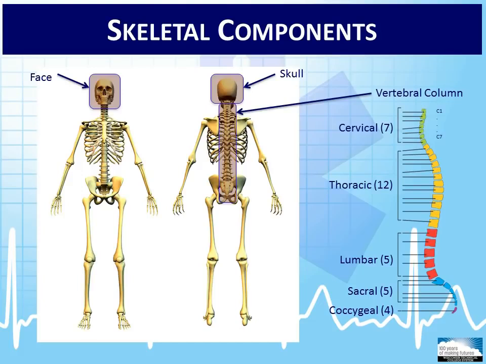C7 being inferior. The same is done for the thoracic vertebrae, using the letter T and the numbers 1 through 12. The lumbar vertebrae use an L and the numbers 1 through 5, and the sacral vertebrae use an S and the numbers 1 through 5 as well.